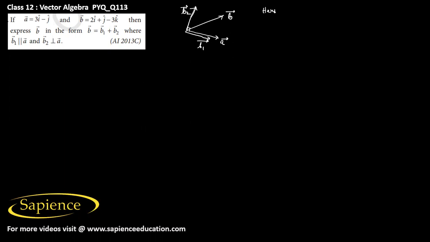So here the a vector is given as 3i cap minus j cap, and b vector is given as 2i cap plus j cap minus 3k cap.